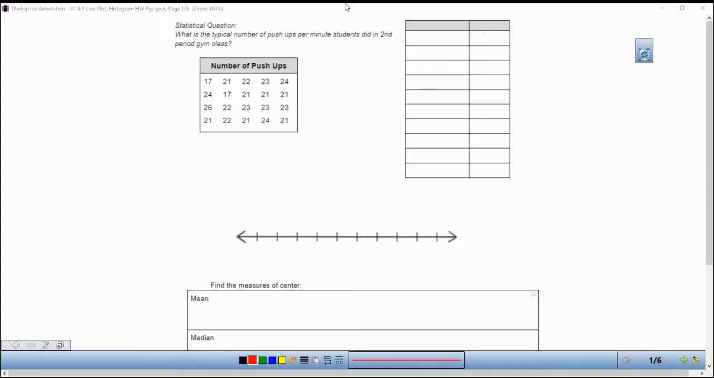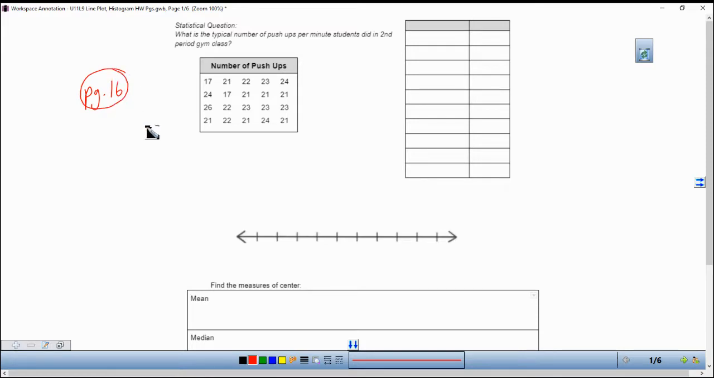All right, welcome. We're nearing the end of our statistics unit, and what we're going to do is revisit a couple of the big ideas of this unit, one being line plot, the other being histogram. We're going to start out on page 16 by making a line plot and thinking about what information we can get from it.